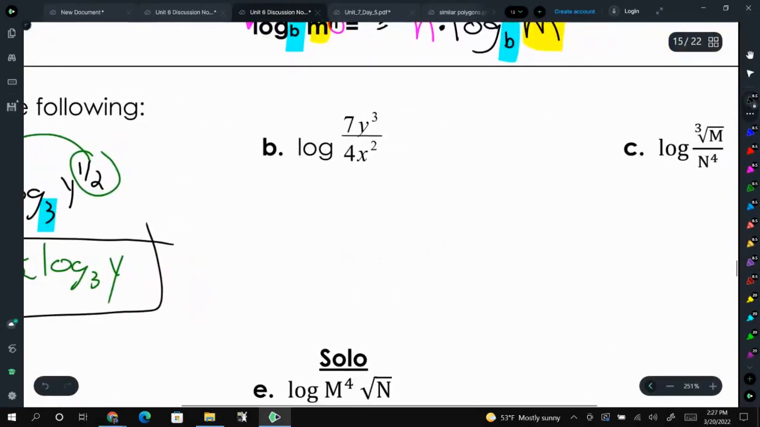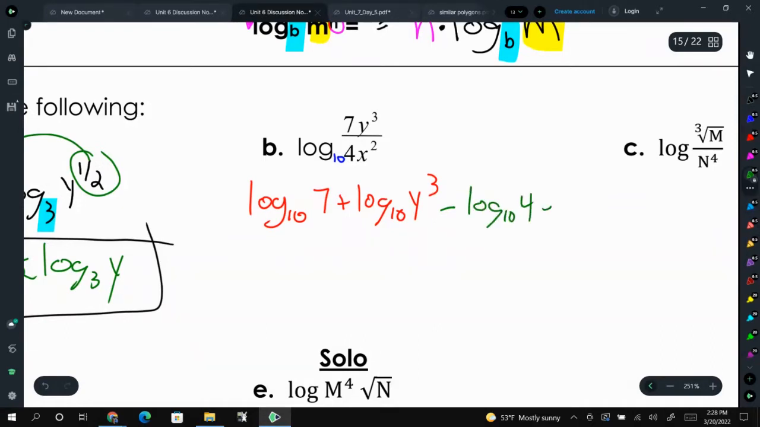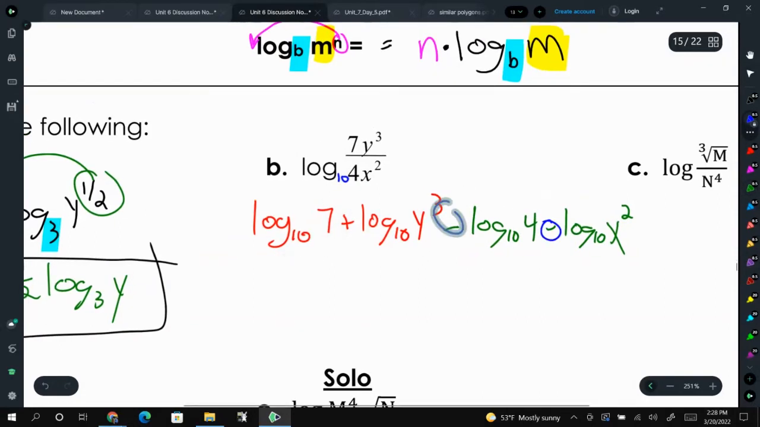All right, then letter B, everything in the numerator I'm going to change to addition. Now, since there is no base written, it's an invisible 10. So this is going to be log base 10 of 7 plus log base 10 of y to the third minus log base 10 of 4 minus log base 10 of x squared. Again, the reason why these two are both minuses is because those things came from the denominator here.